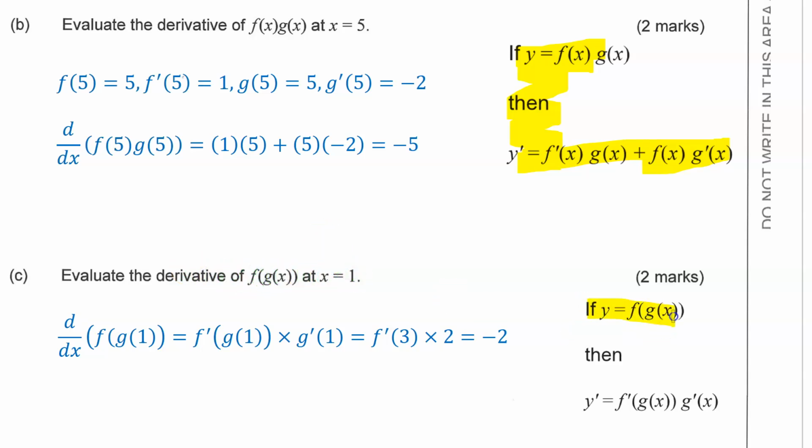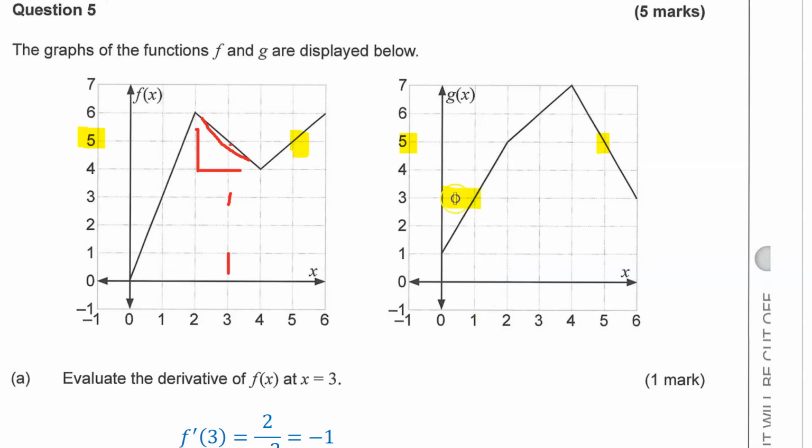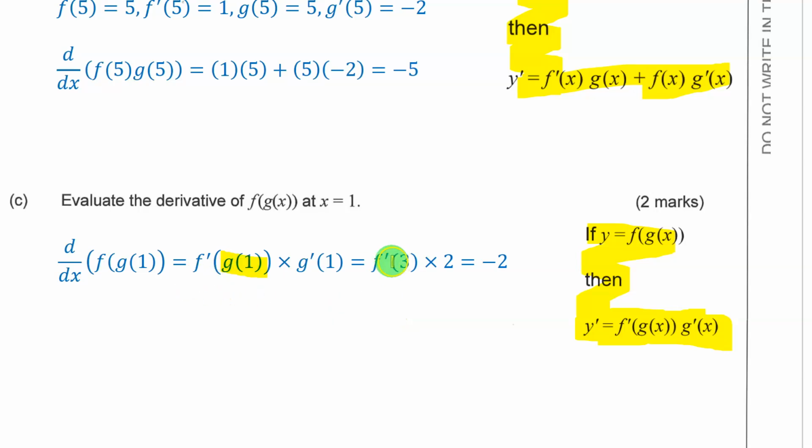And again, on the formula sheet, the old chain rule is waiting for us here. So we can see we're going to need g of x, and then whatever g of x is, we'll need to work out f prime of that value and multiply it by g prime of that value. So let's start by working out g of x at x equals 1. So g of 1, let's go up, here we go, is 3. So g of 1 takes us over to 3. So that's the value inside here.